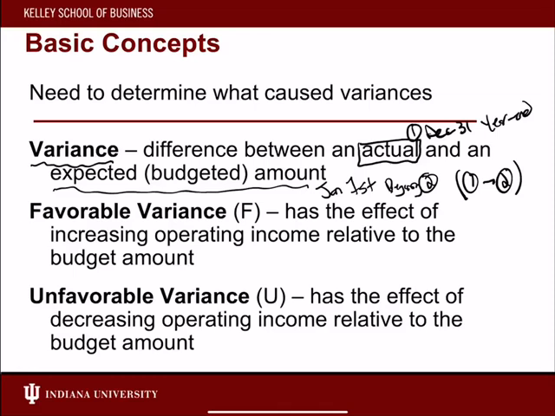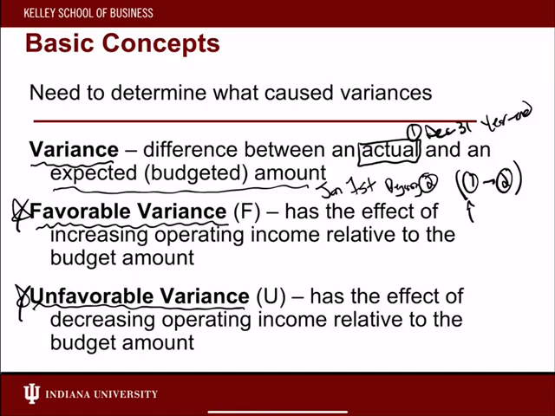And variances can be favorable or unfavorable. A favorable variance is exactly what it says, it's a good thing. The way you determine favorable is, did it increase operating income? Were our actual results higher in operating income than our budgeted amounts? If that change increased net income, it's a favorable variance. Unfavorable is just the opposite. If that change hurt net income, so the actual was lower than budget and it hurt net income, then that's an unfavorable variance.